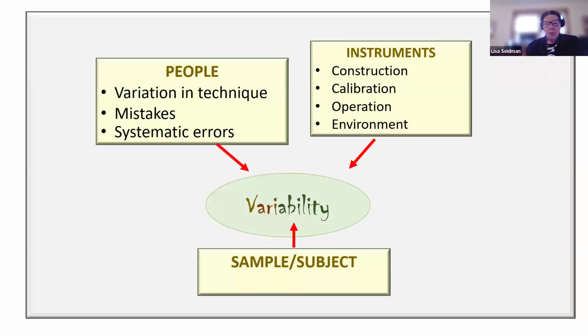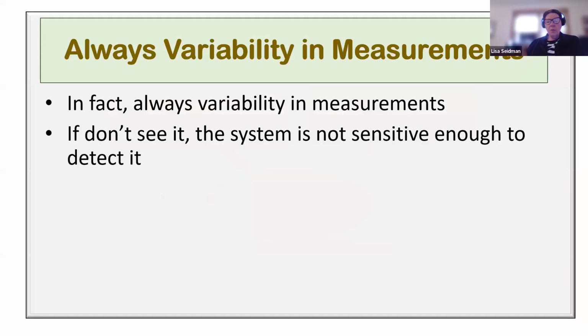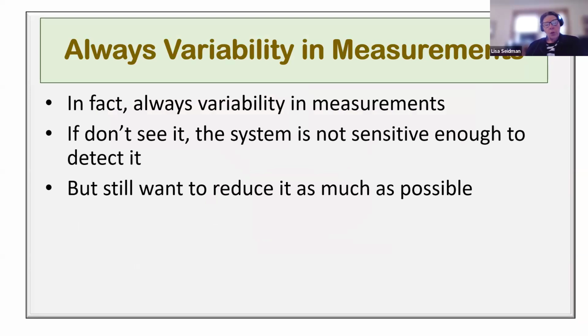So we have these 3 things that can cause variability. 3 broad categories: people, sample or subject, and instruments. So just with this really, really simple activity, we can introduce some really big concepts in metrology. So in fact, there's always variability in measurements. If we don't see it, the system is not sensitive enough to detect it. So this has to do with uncertainty, a big principle. And really important for the students is we need to try to reduce that variability as much as is possible.